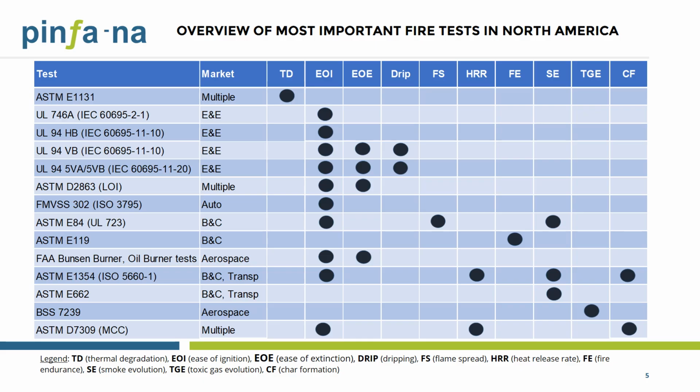As you see here, most of these test methods measure more than one material behavior in a fire. For example, the UL94 vertical burn test measures the ease of ignition, ease of extinction, and also the dripping behavior. Pardon me for using so many acronyms here to save space. The explanation of each of these acronyms is given in the footnote.